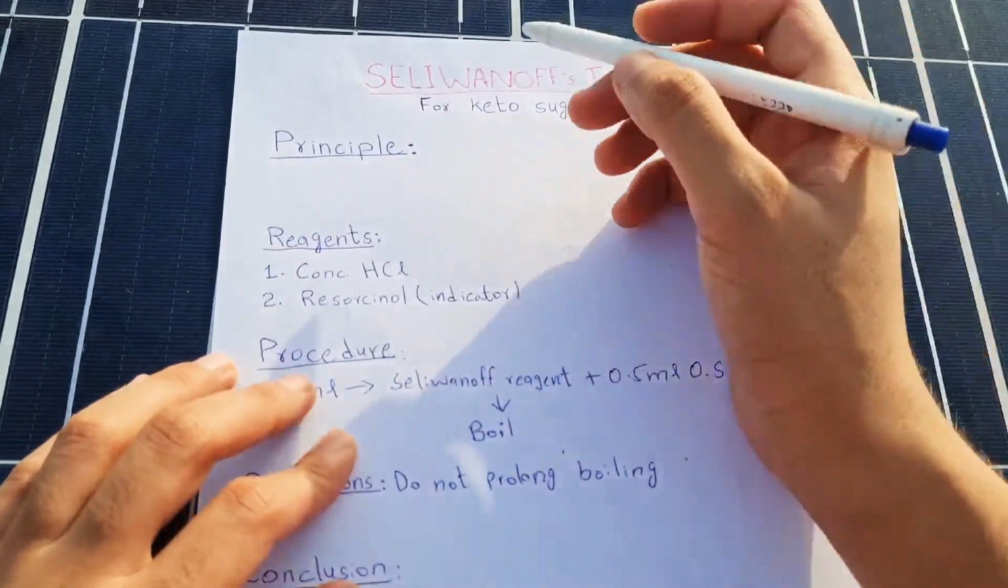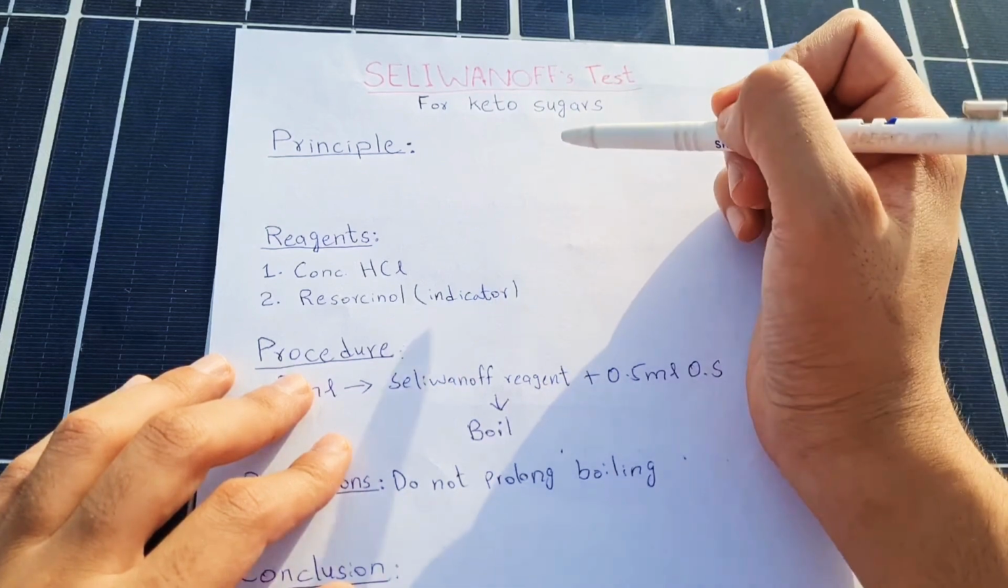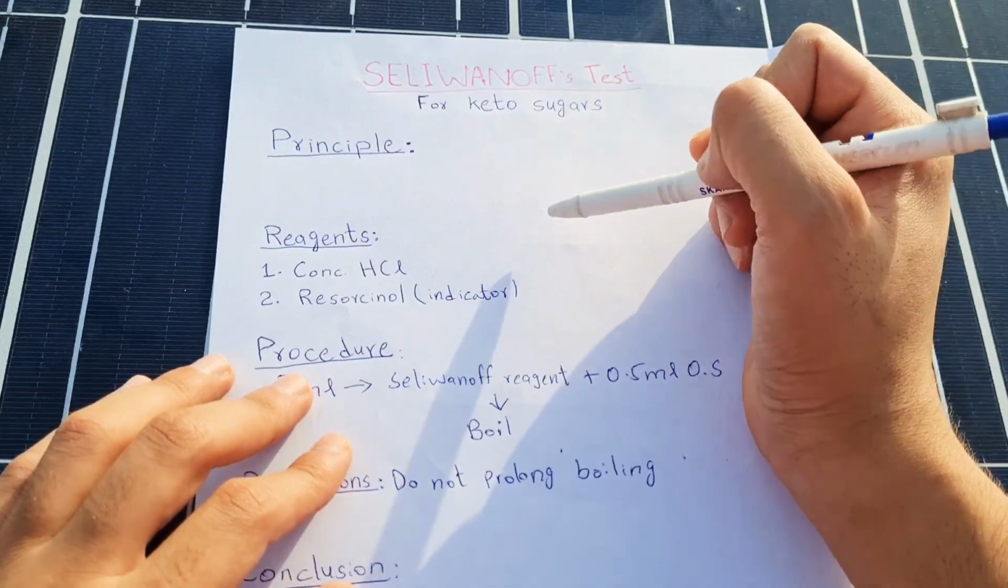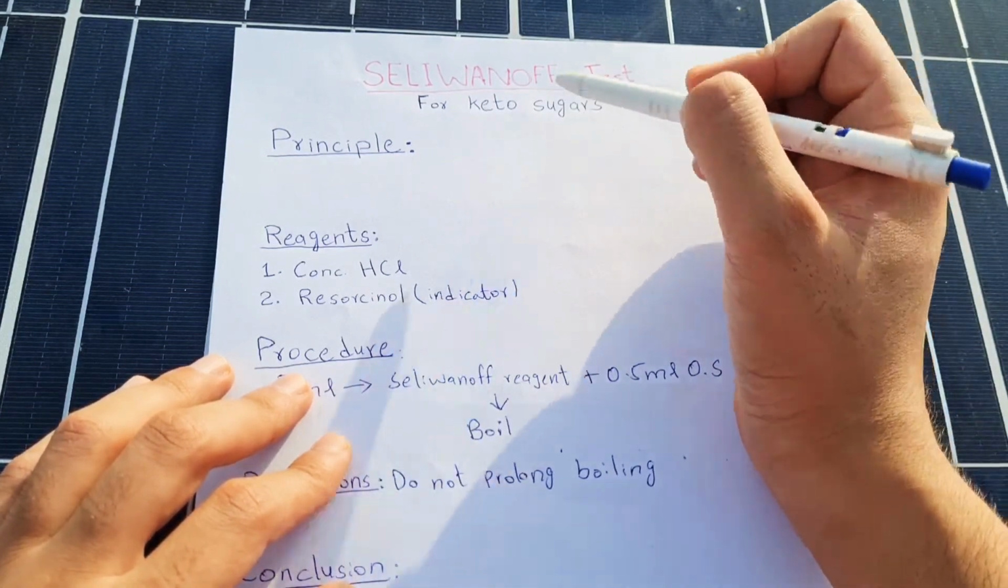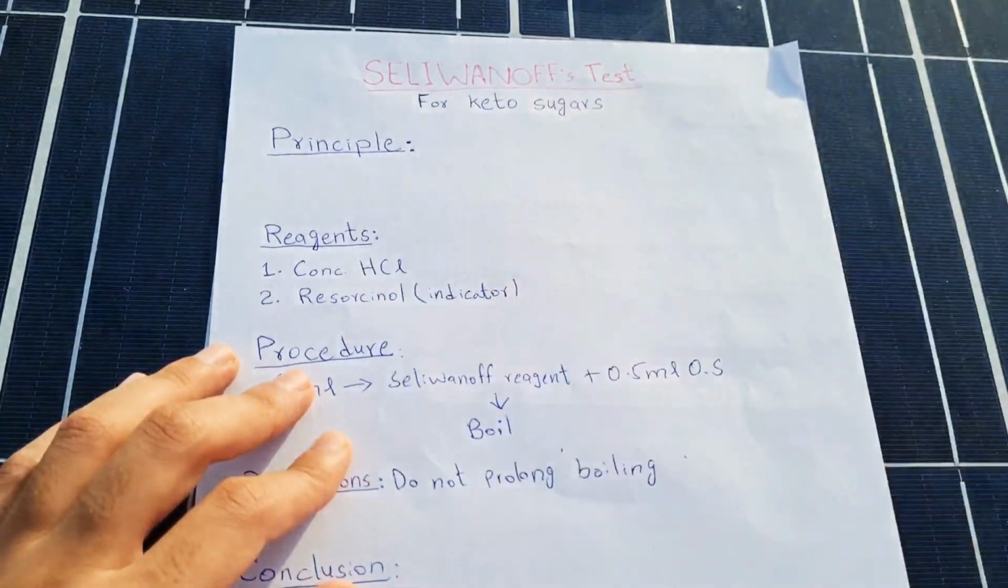Hey friends, so let's talk about Seliwanoff test. Seliwanoff test is a famous test which is used worldwide to differentiate between keto sugars and aldo sugars. So first of all, let's talk about the principle of this test.